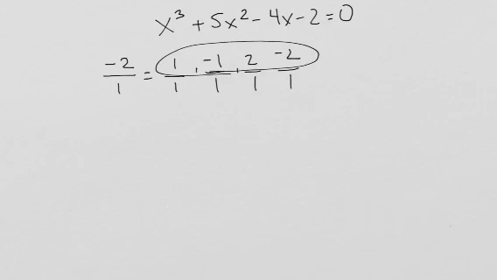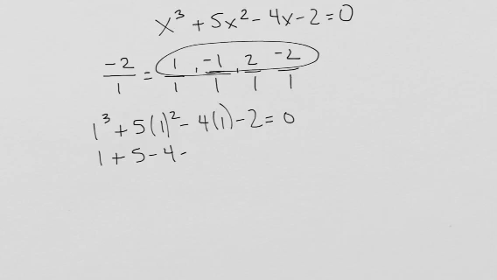So let's start with plugging in 1. 1 cubed plus 5 times 1 squared minus 4 times 1 minus 2 equals 0. 1 plus 5 minus 4 minus 2, 6 minus 4 minus 2, 0 equals 0. So we know that yes, 1 is a root.